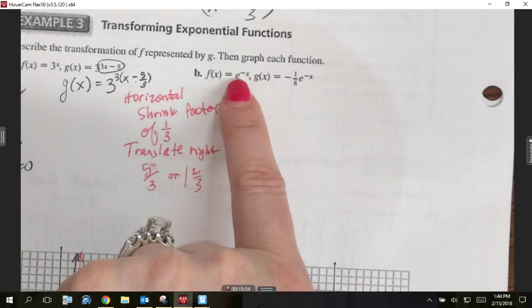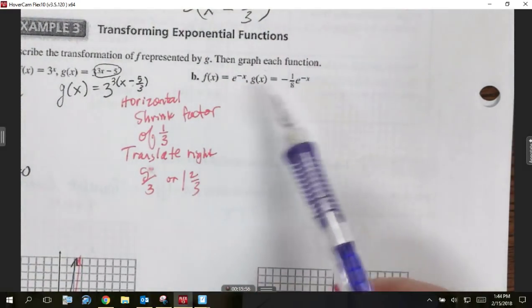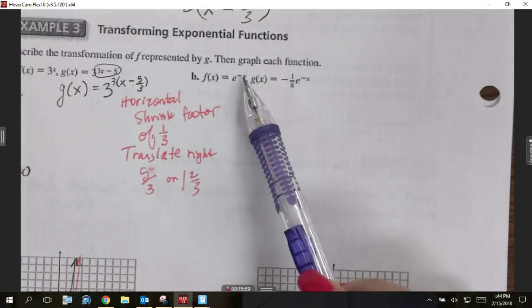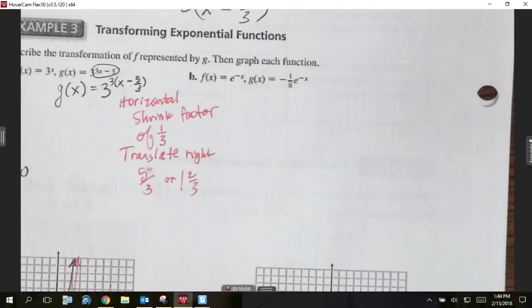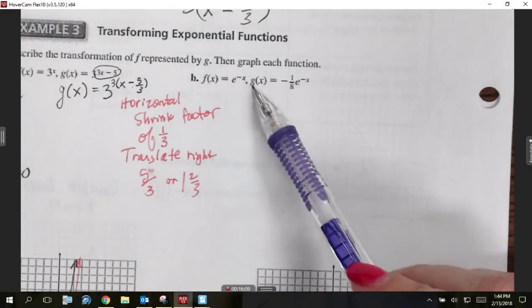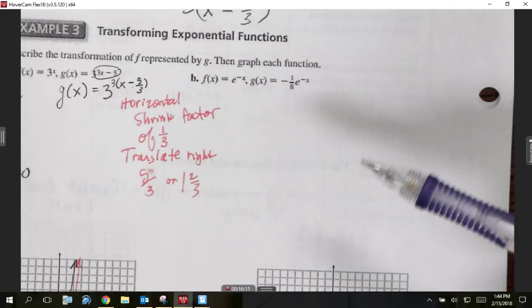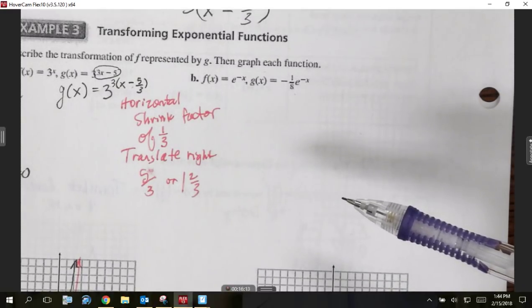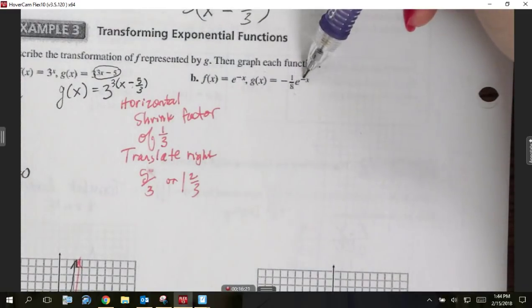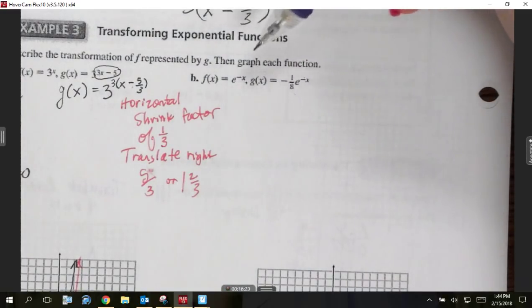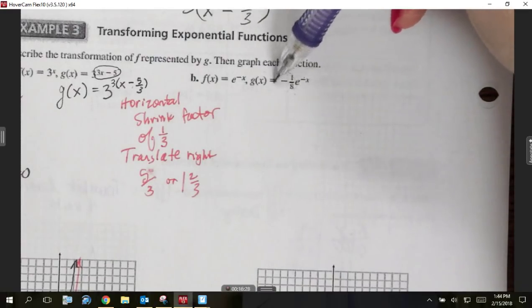So when they ask for the transformations, they want to know the transformations from f to g. F of x is e to the negative x, and then g of x is negative 1/8 e to the negative x. What is changing from f to g? From the first equation to the second equation, what's different? The negative 1/8. That is the only thing different. So this negative x up here doesn't change. So when I graph the transformations, I'm only using this negative 1/8 as describing the transformations.